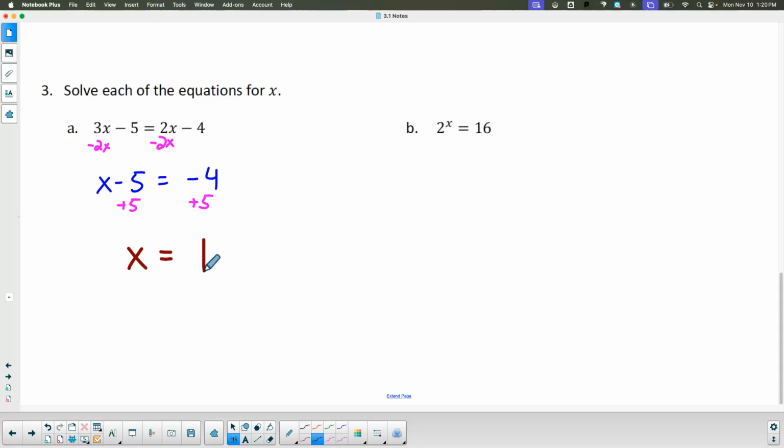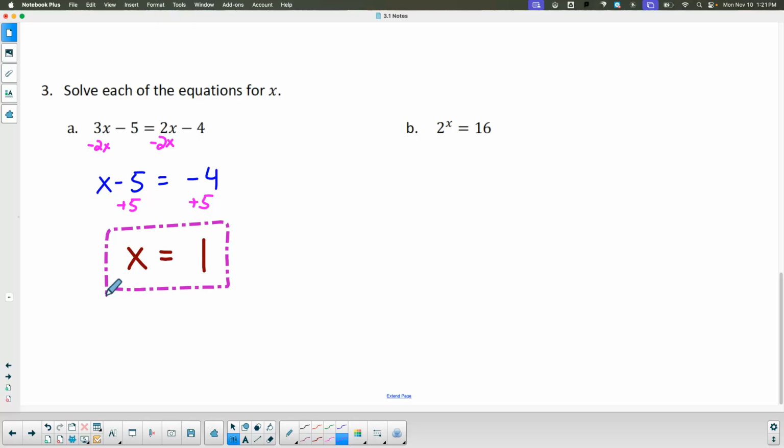What should we do then right away, just to make sure that we're right? Plug x in on one side, plug x in on the other side, and make sure we get a true statement. Okay? 3 times 1 is 3. 3 minus 5 is negative 2. Left side is equal to negative 2. 2 times 1 is 2. Minus 4 is negative 2. Right side is equal to negative 2. So therefore, we get it. Okay? Love it.